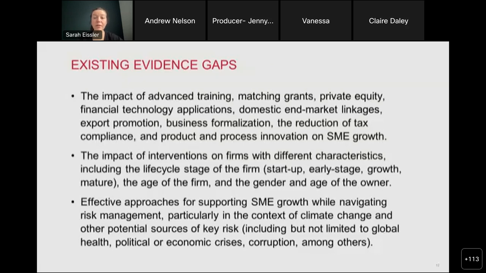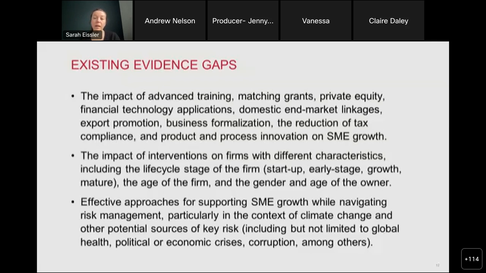So finally, throughout this review, we've identified many remaining evidence gaps that require further study. We present these specific gaps in more detail in the report, which again, we would encourage you to download and read if you're interested in learning more.